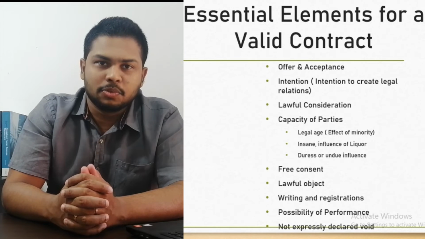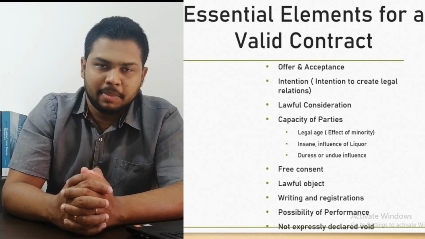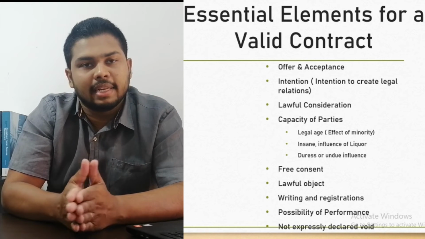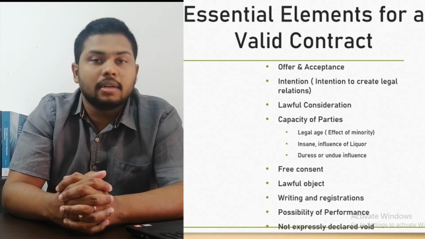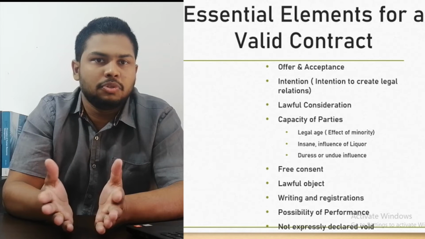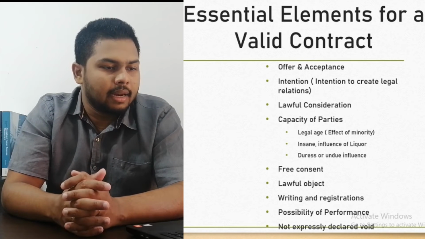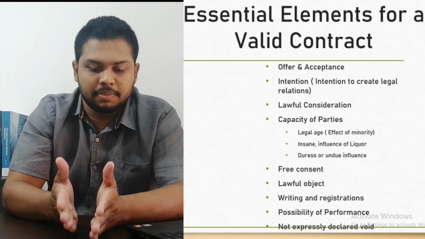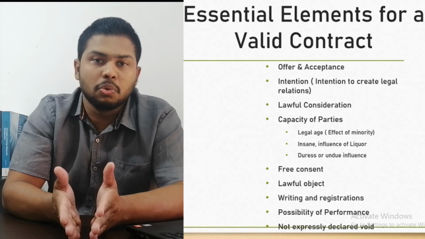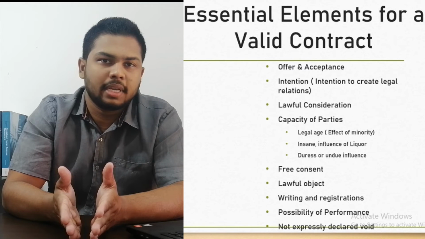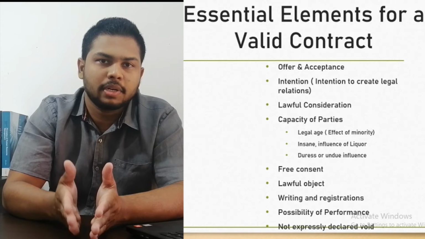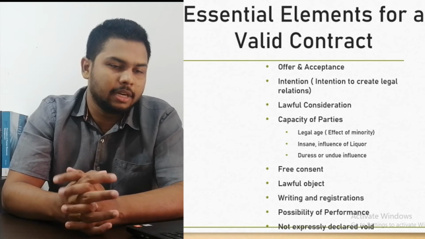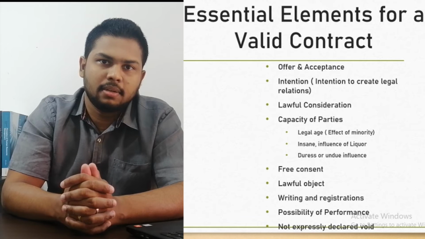Capacity of the parties, right? So you must be a giant to come into agreements, it seems. No, not that, right? That is what we call legal age. And the nature of your mind, let's say, you should not be insane. And free consent, I told you, without undue influence or duress, no one can take your consent. You must be giving your consent with your full assent, right? And a lawful object should be there to make a contract, right?